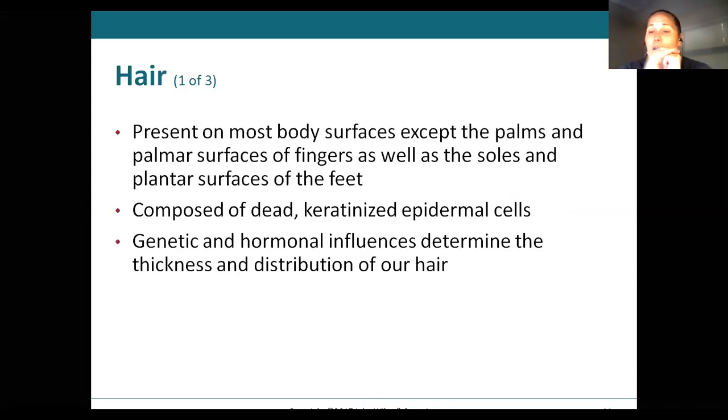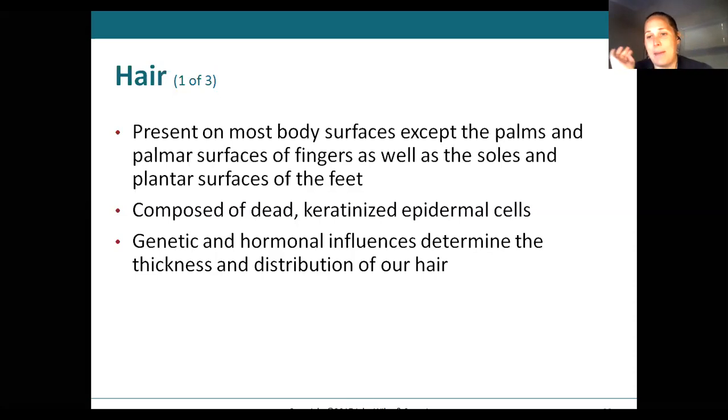Hair covers almost all of our body with the exceptions again of our palms and the soles of our feet. When we talk about thick versus thin skin, it falls in line with that patterning as well. Hair is composed of dead keratinized epidermal cells.